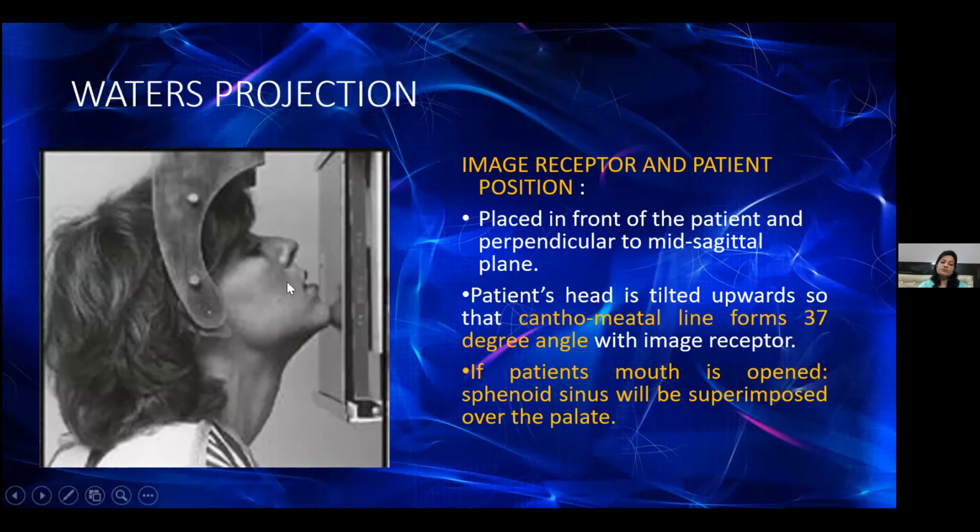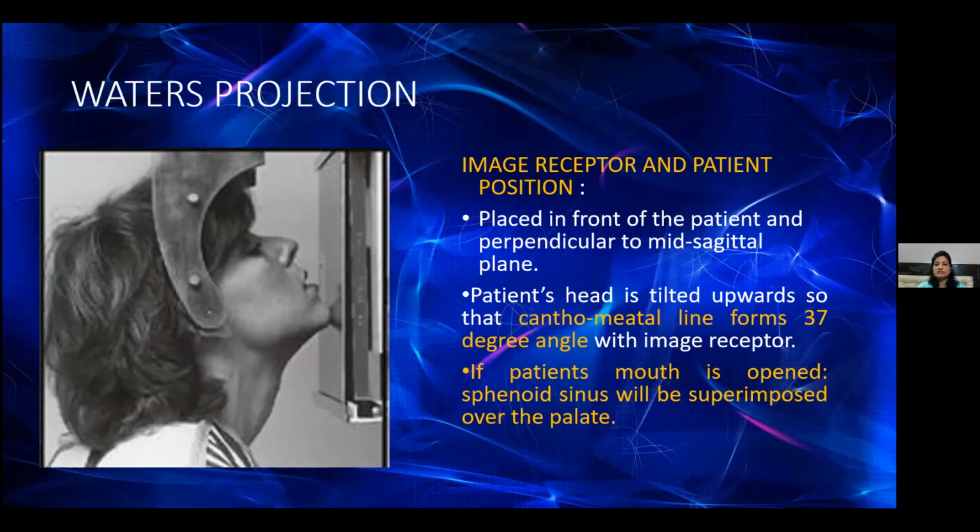Now we come to the patient positioning. So what is touching? Chin. So it is called the chin touch position. Whenever this view comes to your mind, you have to remember chin touch. Second thing you have to remember is open mouth. But open mouth is only when I want to see the sphenoidal sinuses. So the image receptor is in the front of the patient and perpendicular to the mid-sagittal plane.